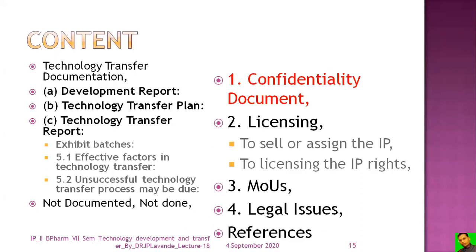These agreements can be mutual, where both parties are obligated to maintain secrecy, or they can be unilateral. Unilateral means from only one side. Bilateral is from the two sides. That means sending as well as receiving unit both have the same, equally divided responsibility.